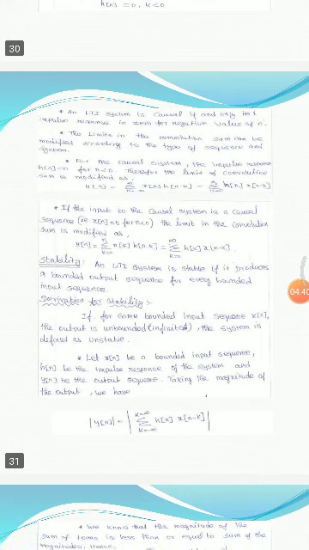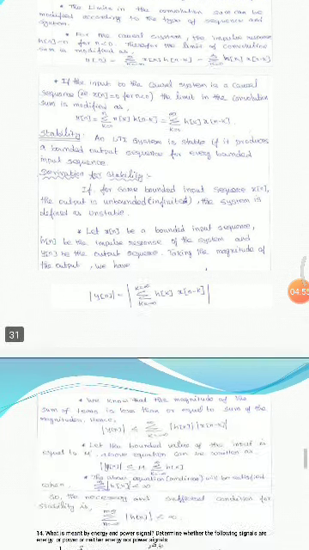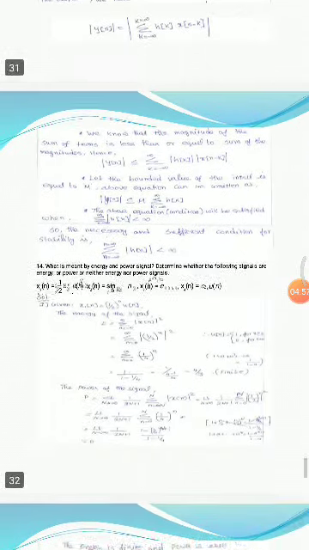Likewise, we have the stability condition and its derivation. If a bounded input produces a bounded output, it is called the stability condition; otherwise it is an unstable system. y of n is equal to the summation from k equal to minus infinity to plus infinity of h of k x of n minus k. Likewise, we have problems.